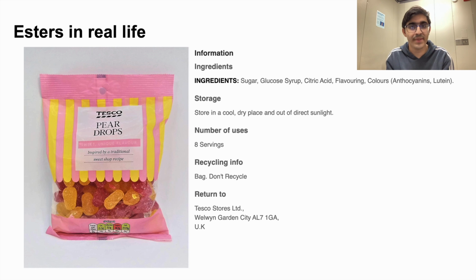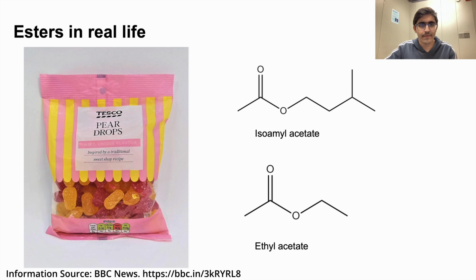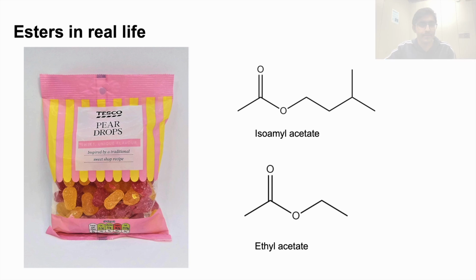Pictured on the screen is pear drops. These are a common candy in the UK, and as you might guess from the name, they taste like pears. Let's take a closer look at the ingredients to see where they get this pear flavor from. So you'll see sugar, glucose syrup, citric acid, and then flavoring. What's this flavoring? Well, in pear drops, it's isoamyl acetate and ethyl acetate. These are the two esters that actually give pear drops that pear-like smell and flavor.